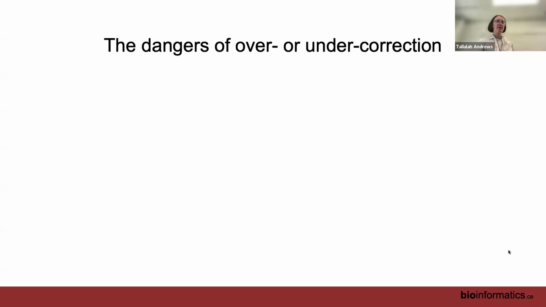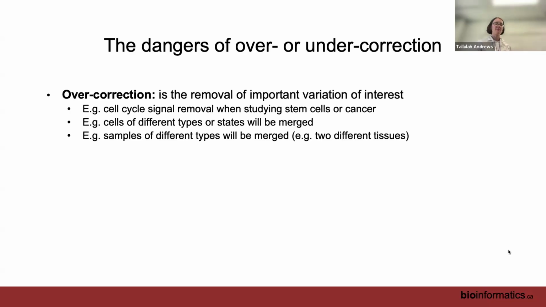So we always have to be careful. It's already mentioned that in some cases we can overcorrect and mix together cells that shouldn't be mixed together. So overcorrection in this case is defined as the removal of interesting biological variation that is of interest. So maybe we've removed the cell cycle signal when we were looking at cancer, and our cycling cells are now mixing together with our non-cycling cells. It's probably not what we wanted.